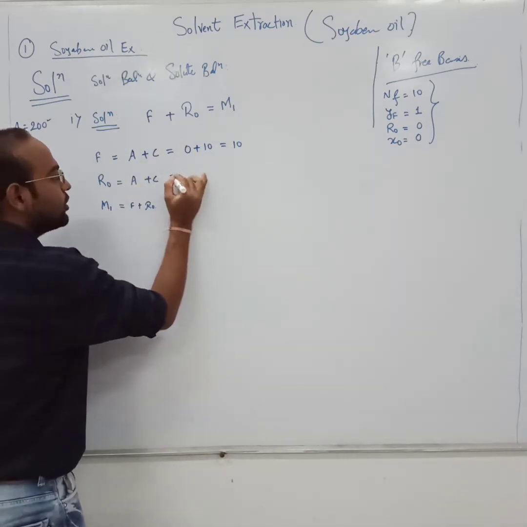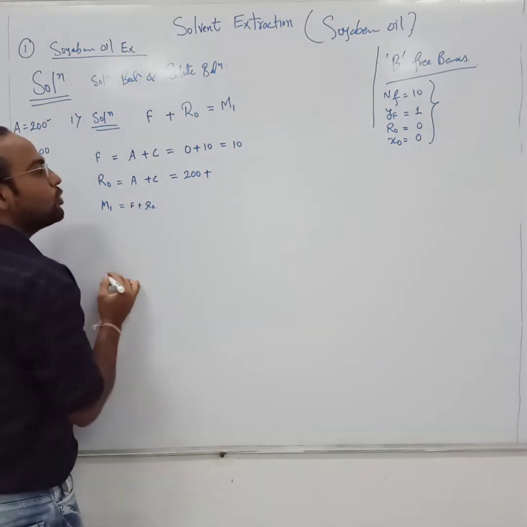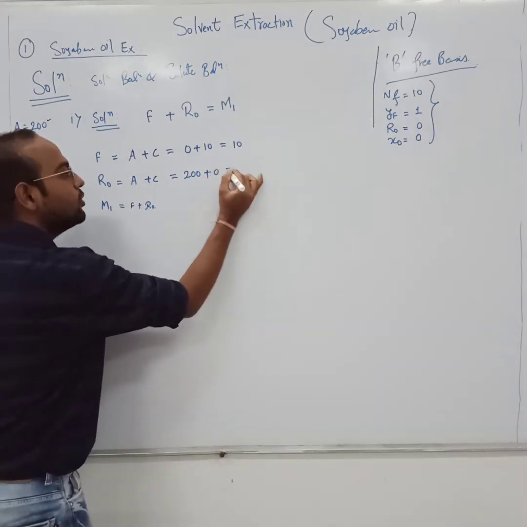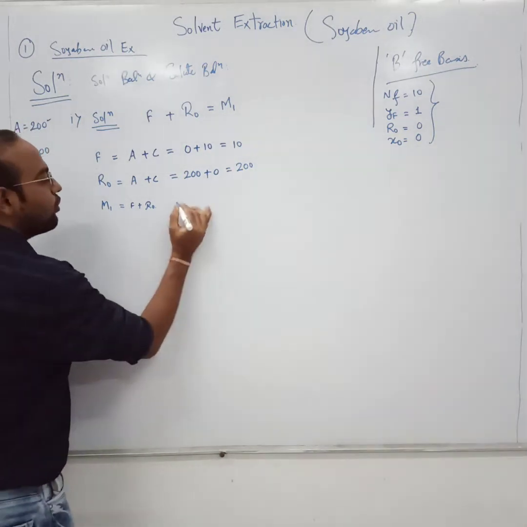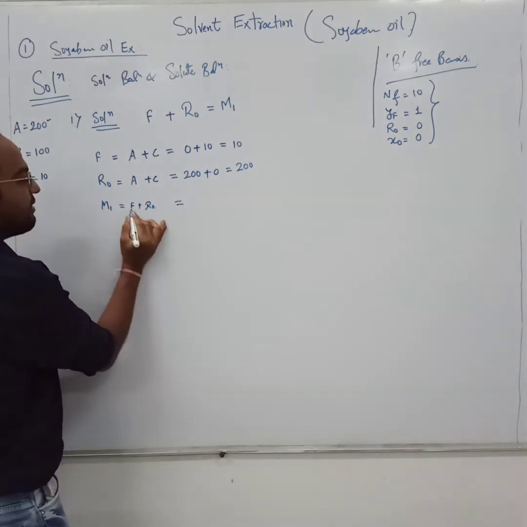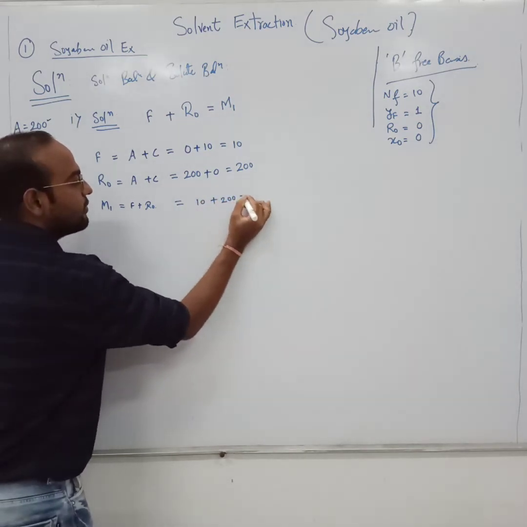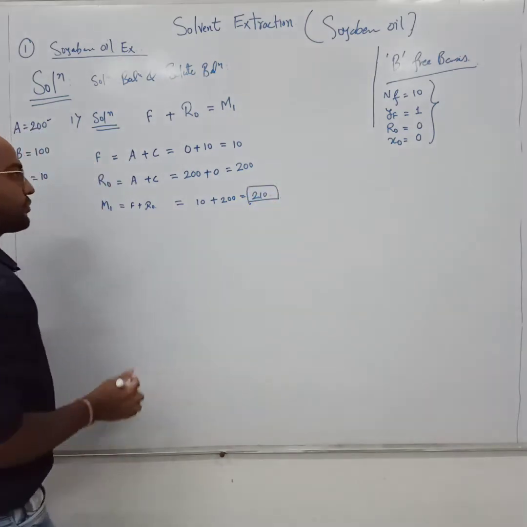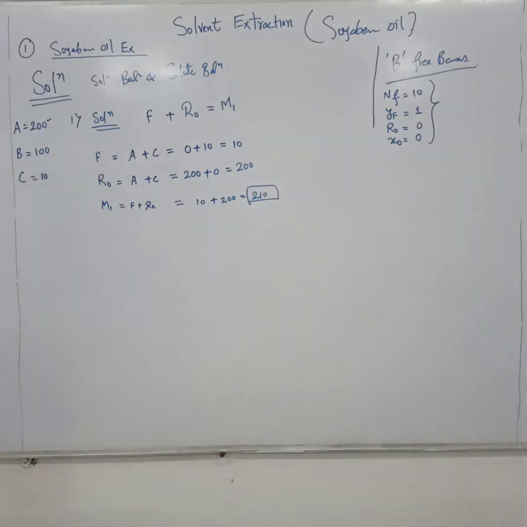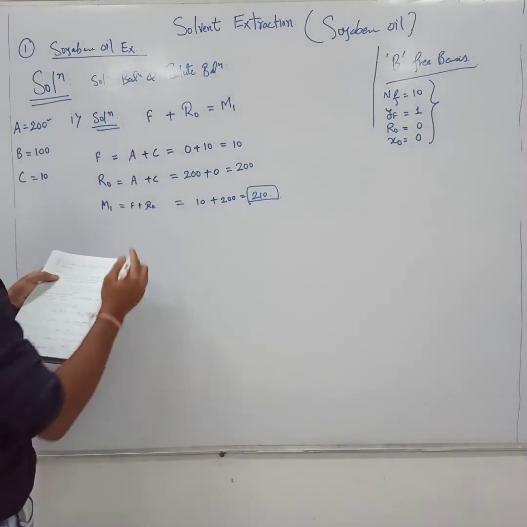Now moving towards R0, you are talking about your solvent, so it is 200, plus again how much oil it contains, 0, so the value is completely 200. Now what is the value of your M1? M1 equals F plus R0, 10 plus 200, so the value of M1 is 210. How is it actually calculated? First thing, no need to get confused here. First thing, F equals A plus C.